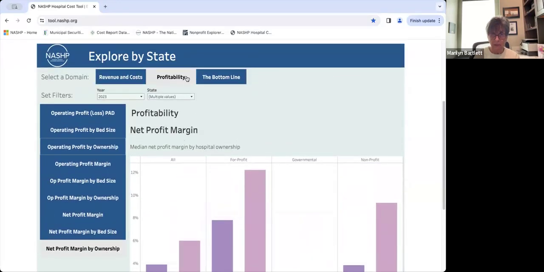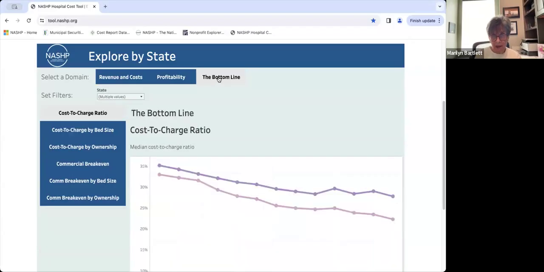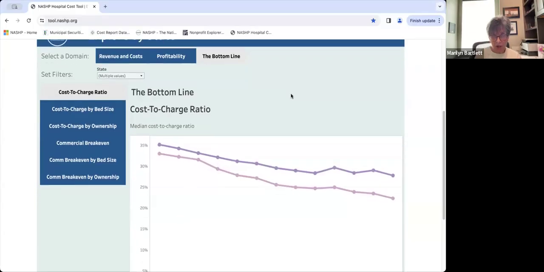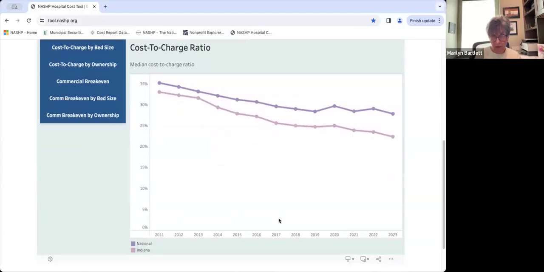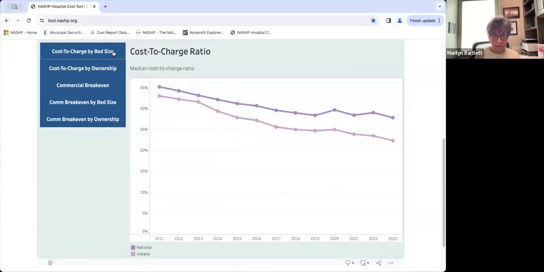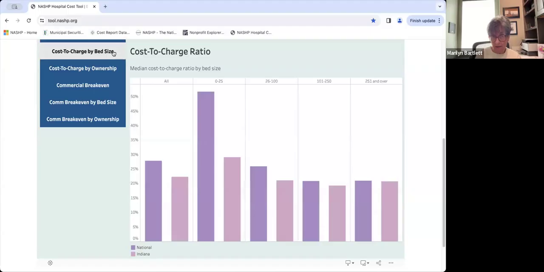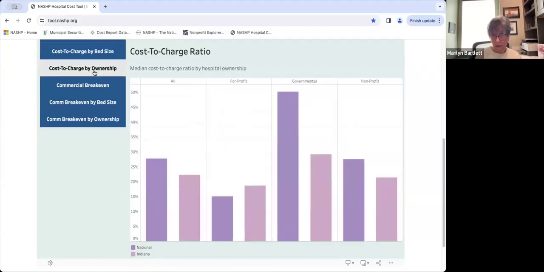We then jump to the bottom line, and we like to show cost to charge ratio, which we'll get into a little bit more. And you can see that the cost to charge ratio for Indiana is running a little bit lower. And we'll look a little bit later, it's more that the charges have increased. You can compare it by bed size, and you can compare it by ownership.